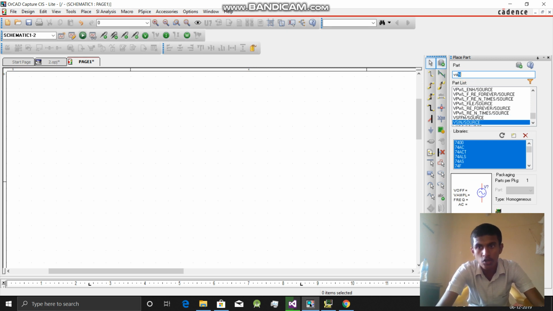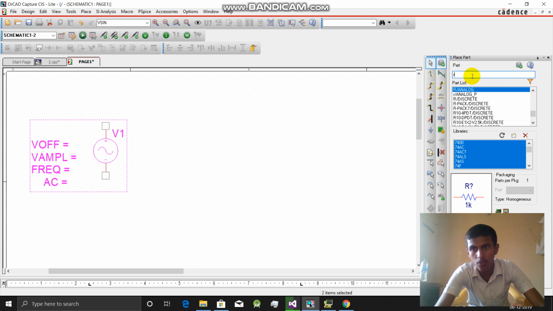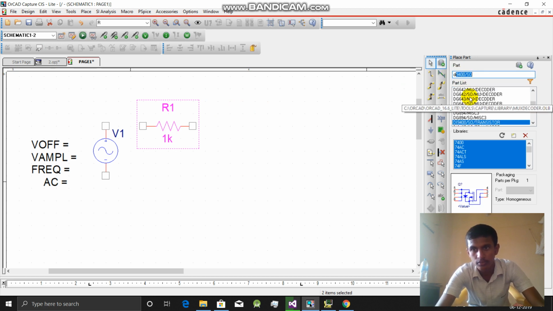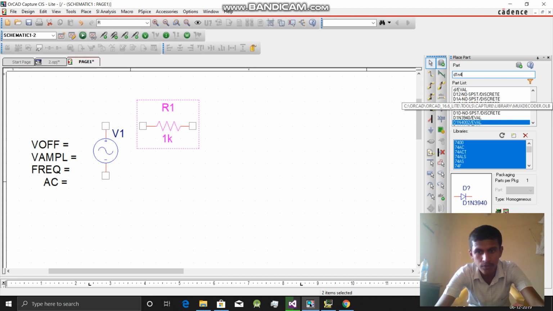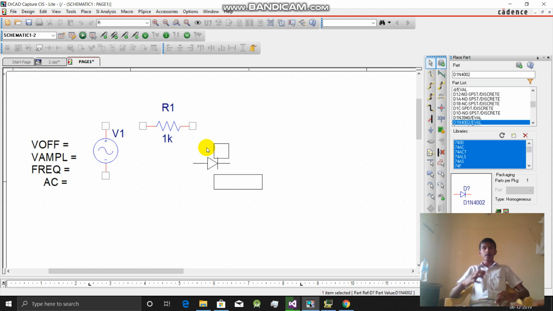So we want one source for that, one resistor, and one diode, D1N4002. Okay, so for clipping there are basically two types: positive clipping and negative clipping. And another one is the mixed clipping, that means both the positive and the negative side are clipped.